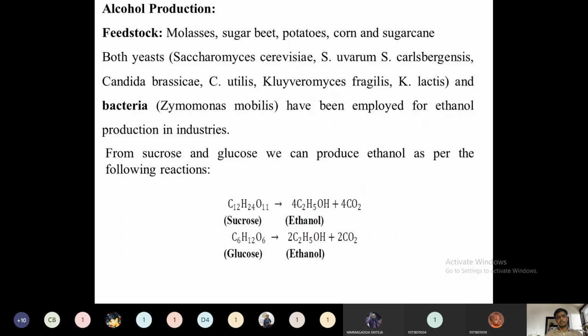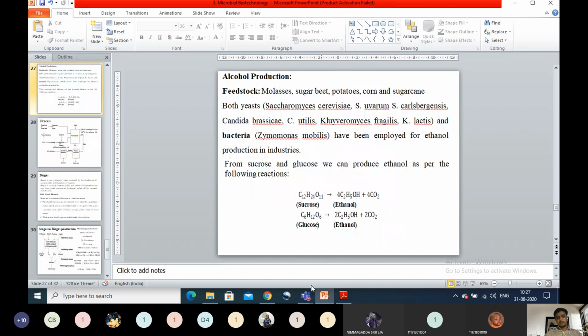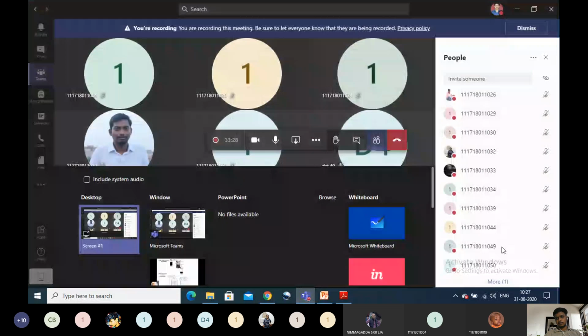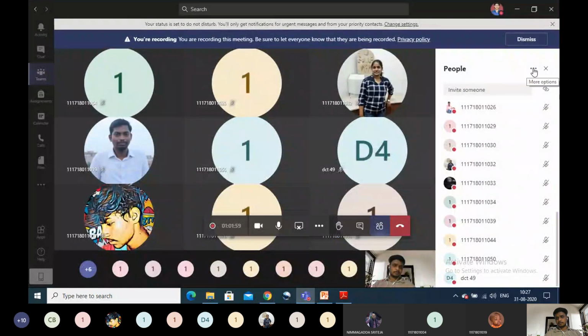In the next class, we will continue with alcohol production like ethanol production, and the major role of biogas, especially in terms of India, we have to discuss that. If you have any doubts, you can ask me.